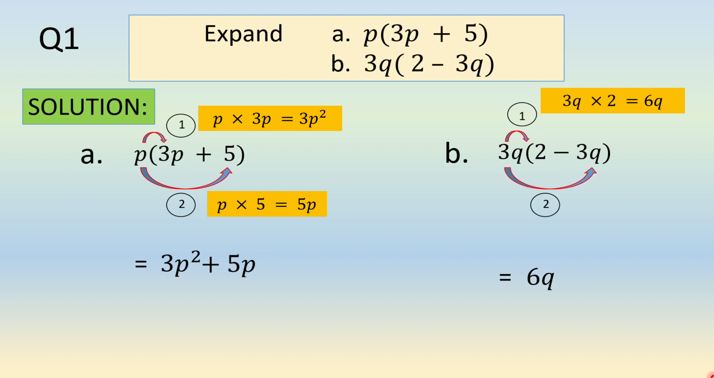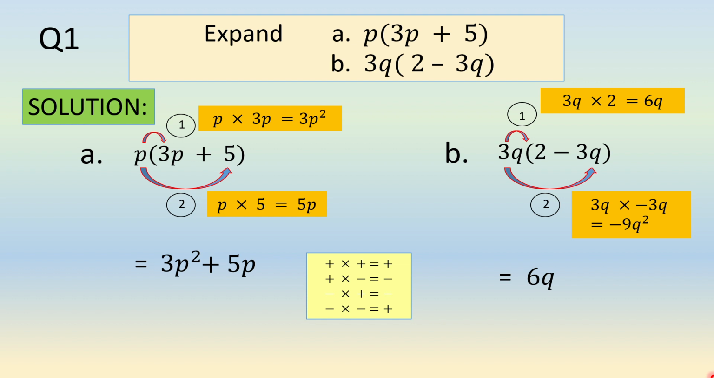Now the second step will be multiplying 3q and negative 3q. Remember, you have a negative here, you have to include it in your calculation. So 3q is a positive term, negative 3q is a negative term. Positive times negative will be negative. So here you multiply the numbers first. 3 times negative 3, you'll get negative 9. q times q, you'll get q square. So the product now is negative 9q square. So you just join the answer below here. So the final answer can be written as 6q minus 9q square.